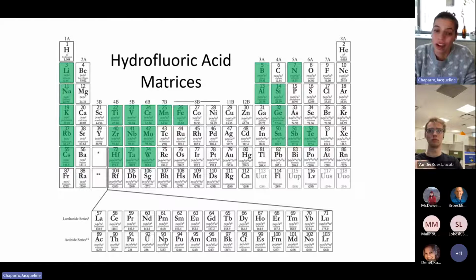And so a lot of the components in our sample introduction system are made of glass. So there are concerns that need to be addressed. You either have to complex the acid to make sure it's no longer present, but like I said, we don't really work with hydrofluoric acid.